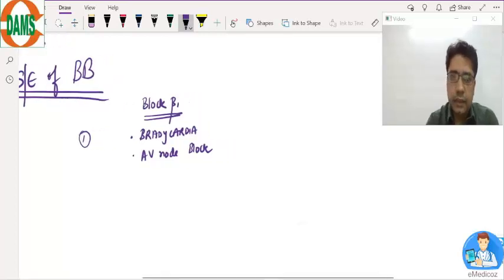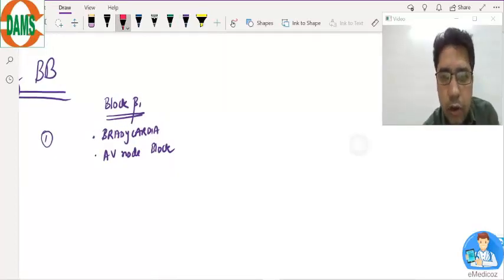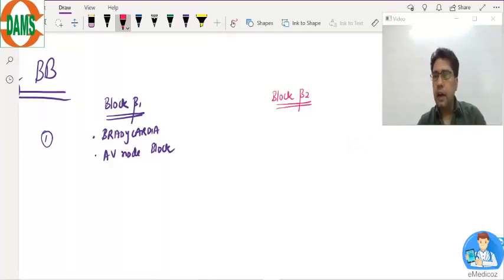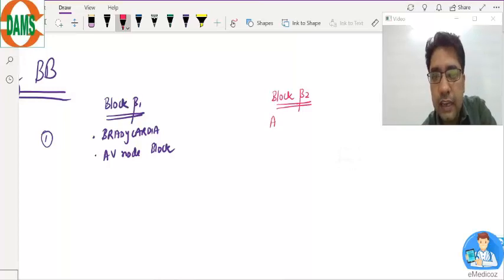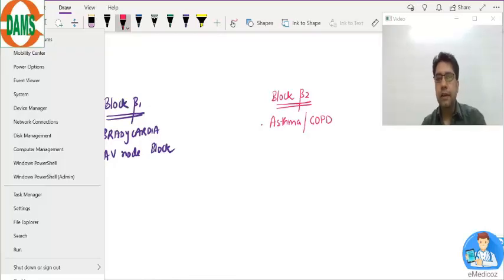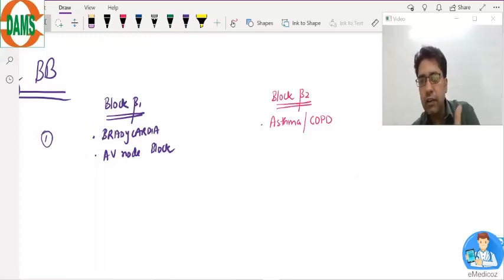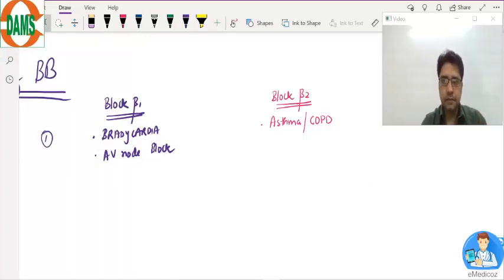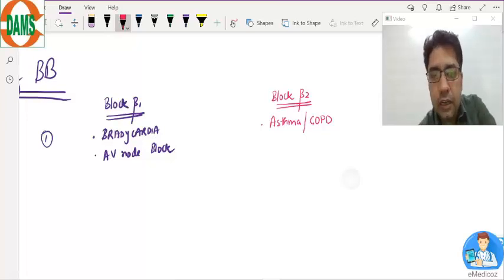Agree? Now second point you will write that if you will block beta 2, I hope you remember beta 2 causes bronchodilation. If you will block beta 2, it will lead to asthma. Or you can write COPD. So COPD is a disease. I will tell you should not give beta blocker in COPD. Second point, if you will block beta 2, it will lead to vasoconstriction.